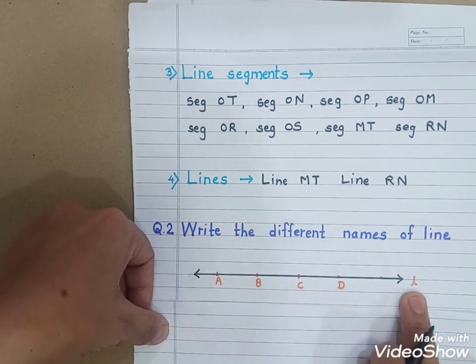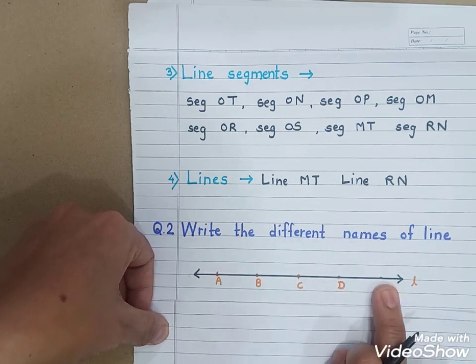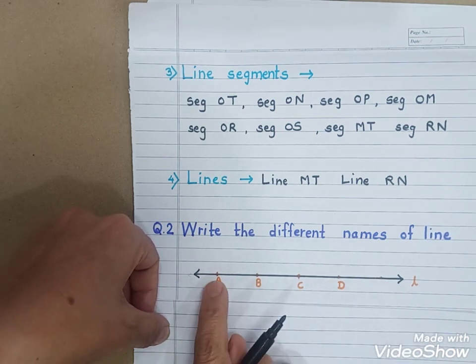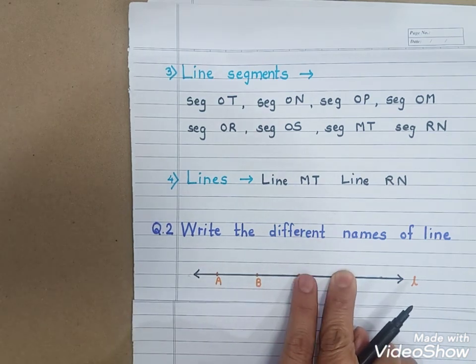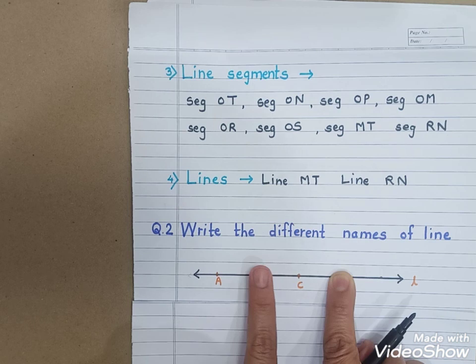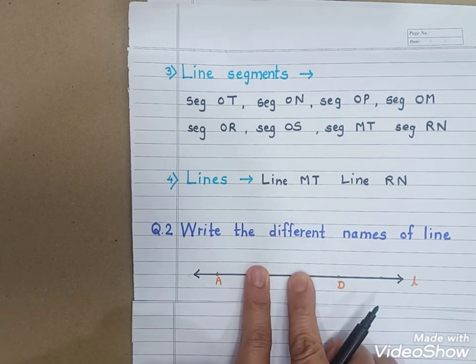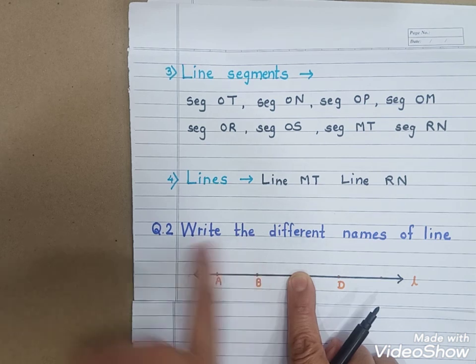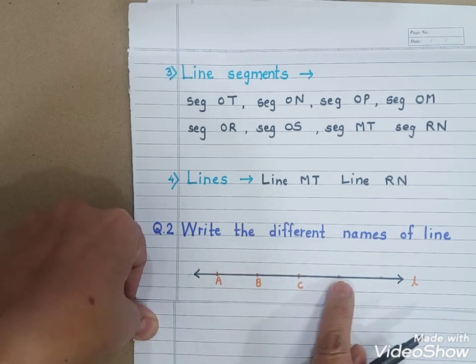So this is line L. Again, if we take any 2 points on this line, for example, point A and point B. Suppose there are also point C and D. So this is a line. So the name of this line is line AB. Like this is line AC. And like this is line AD. So we can write the names of these lines: line AB, line AC, and line AD.